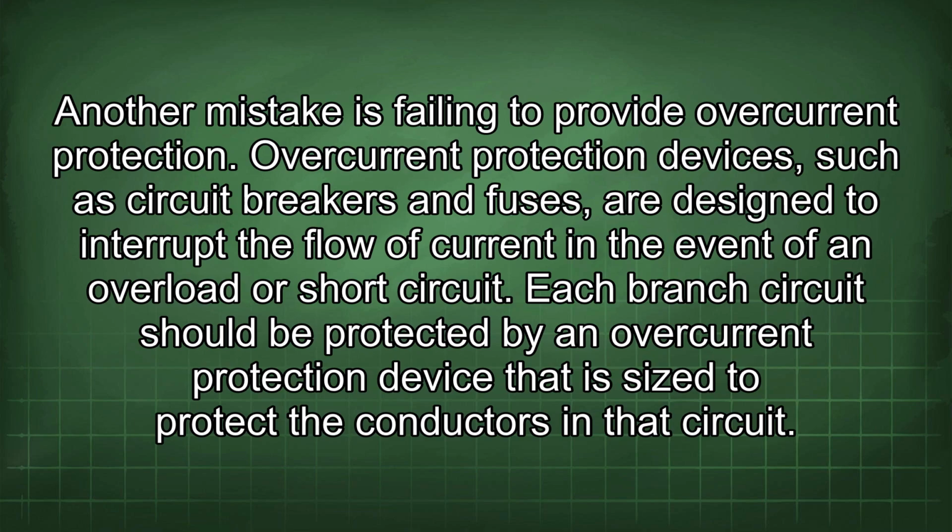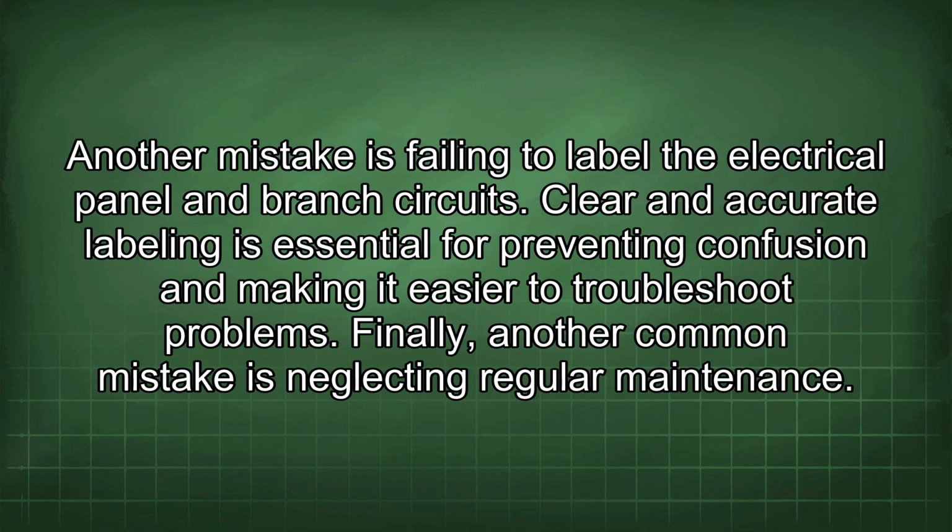Another mistake is failing to provide overcurrent protection. Overcurrent protection devices, such as circuit breakers and fuses, are designed to interrupt the flow of current in the event of an overload or short circuit. Each branch circuit should be protected by an overcurrent protection device that is sized to protect the conductors in that circuit. Another mistake is failing to label the electrical panel and branch circuits. Clear and accurate labeling is essential for preventing confusion and making it easier to troubleshoot problems.